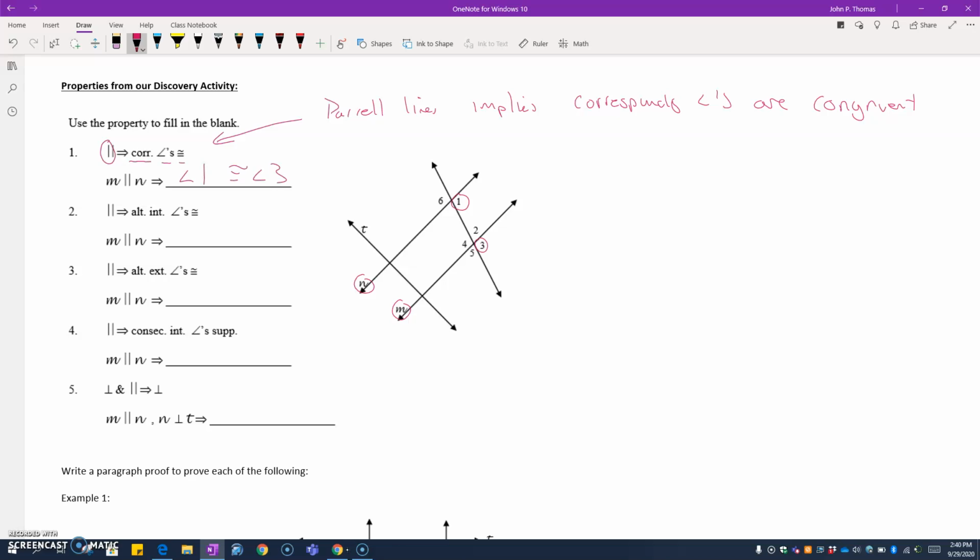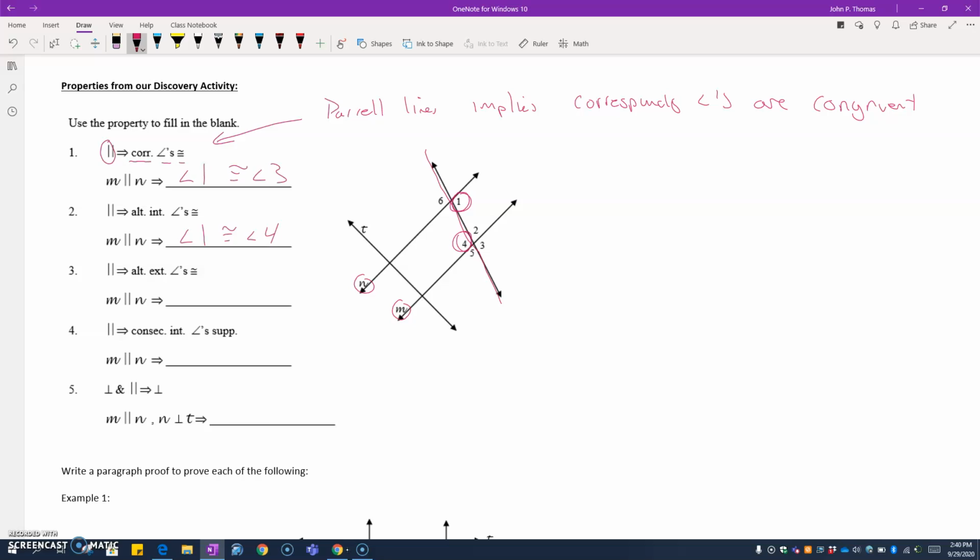So they're still saying M and N are parallel. So I want to find a pair of alternate interior angles. So if I'm looking at the intersection of M and N, alternate interior would have to be on the inside of the two lines on opposite sides. So we're like angle 1 is congruent to angle 4.